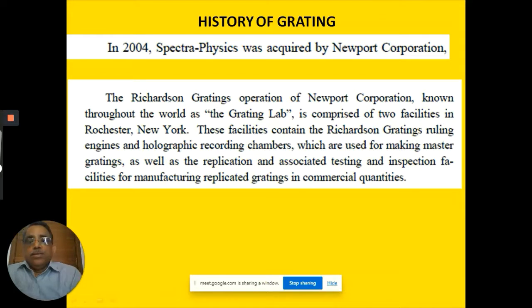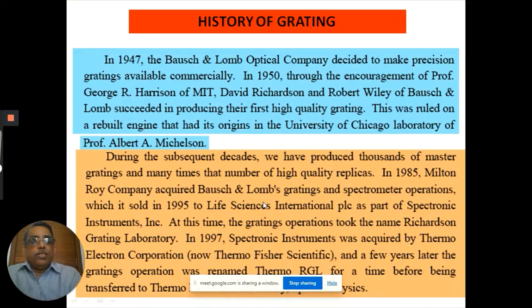They are a company like Bosch and Lomb. Bosch and Lomb is a well-known company which was making a lot of optical instrumentation. They decided to make precision gratings which could be made commercially, and that was a real breakthrough. They had it in the year 1950. They could make these gratings based on the Michelson laboratory. Michelson is again very well known, called the Michelson interferometer.